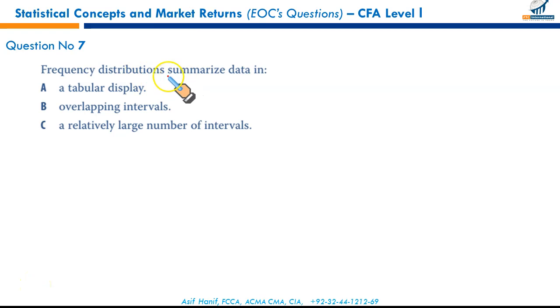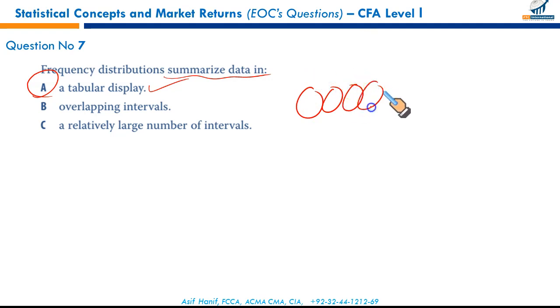The frequency distribution summarizes what? Tabular display. Yes, a frequency distribution is a tabular display of your data. It's a correct option. Why not B? Overlapping intervals. No, intervals should not overlap. Each observation should be placed in a specific interval, and no two intervals should overlap. Yes, they may be connected through class boundaries, but they must not overlap. Overlapping is not allowed in the frequency distribution.